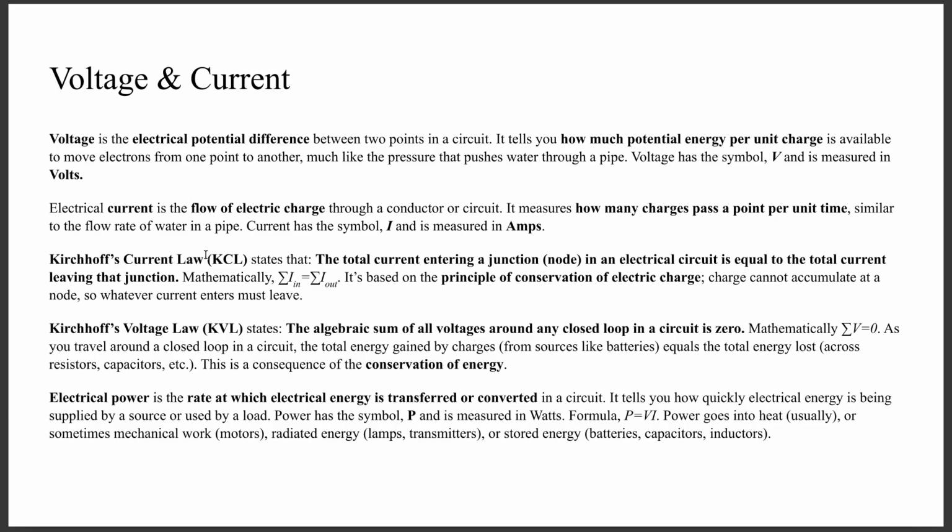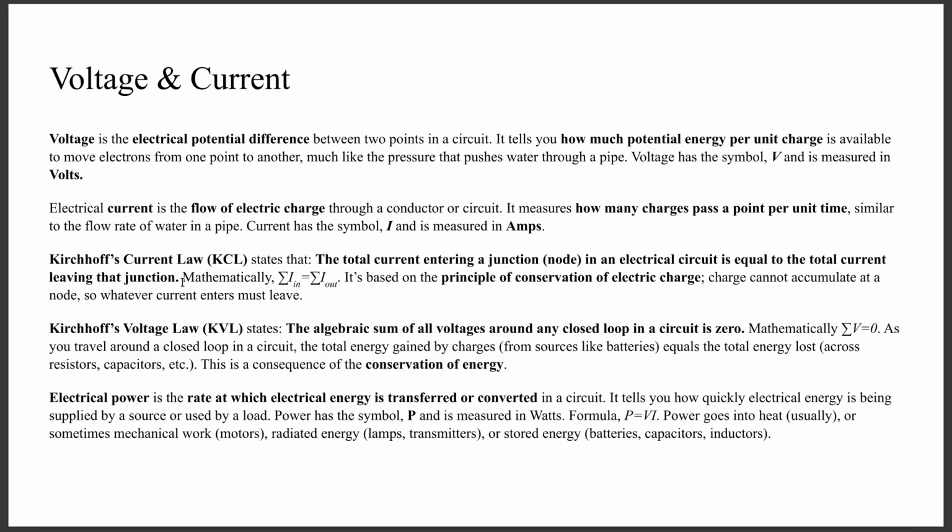Electric current is the flow of electric charge through a conductor or circuit. It measures how many charges pass a point per unit time. Similar to the flow rate of water in a pipe, current has the symbol I and is measured in amps.